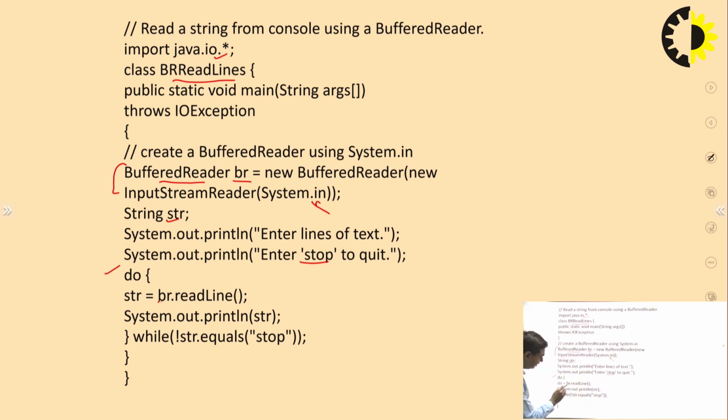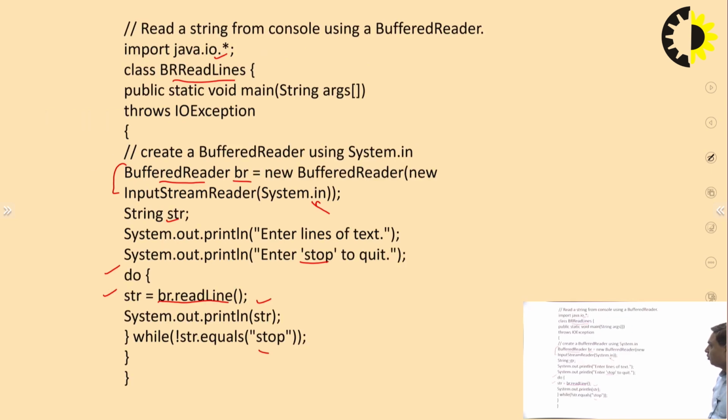We are reading a line, so we just use the method readLine. A line will be taken from the keyboard, stored in the str, and we are just displaying the str. And when we stop, the program will stop. If you see the program, you can see that with the help of character stream, creating a BR object which is of type character stream, how easy it is to read a line from the keyboard in the Java application, and you can just display it.